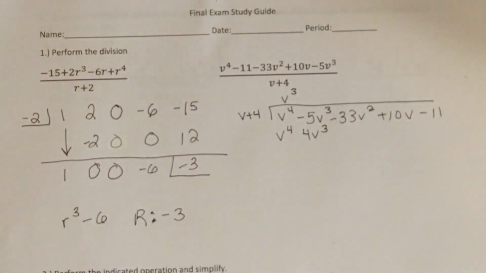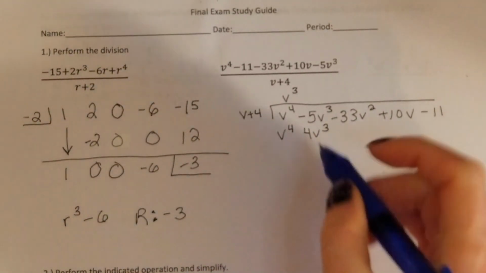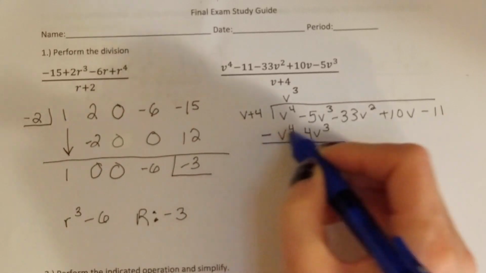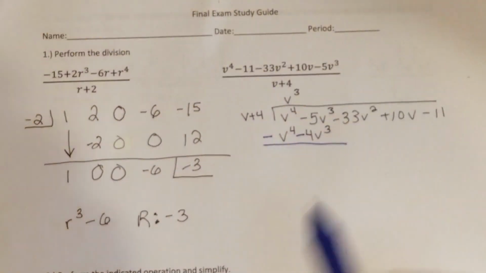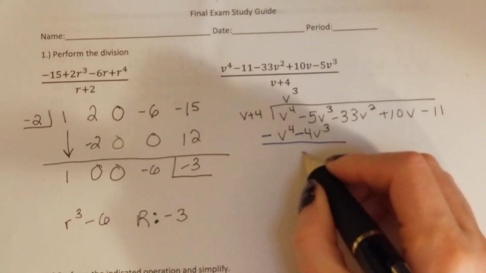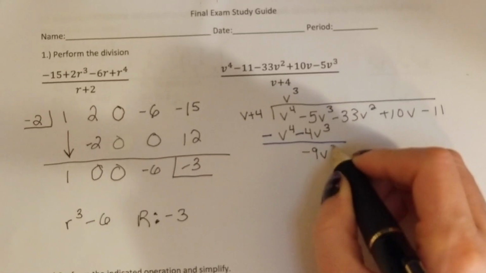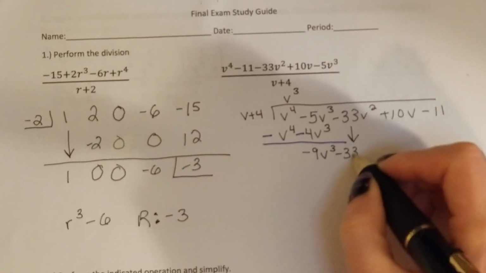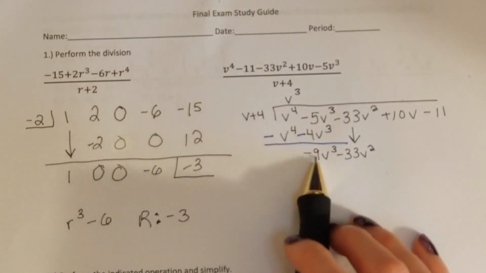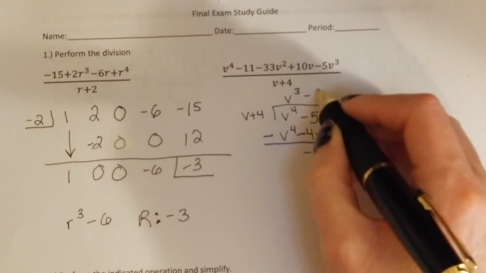Okay, so when you draw your line, you want to change your signs. So that will go negative, that will go negative. So the v's cancel. -5 minus 4, that would be a -9v to the 3rd. Bring down your next term. So up here, I know I need a -9.